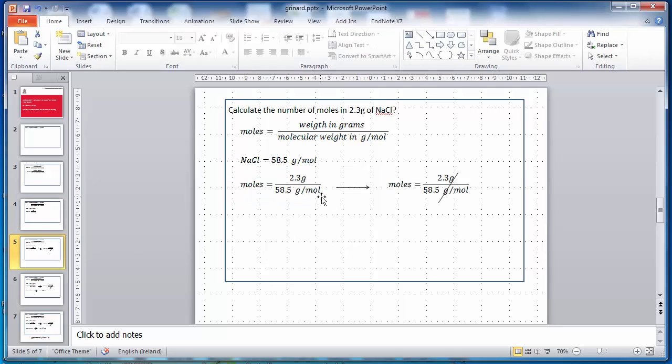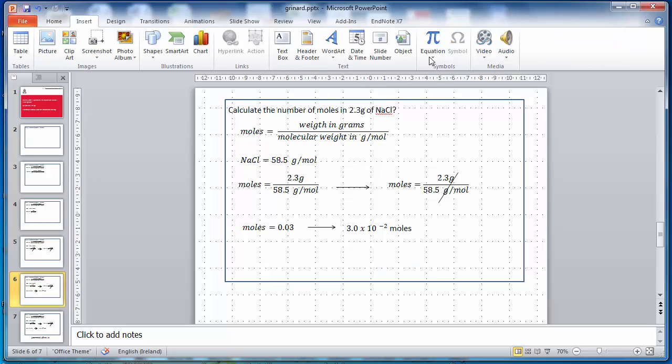So we can continue on the sum, and what we can actually do is draw a line through it, to cancel out the grams top and bottom. We could draw a simple line like that and just move it across, so we can show that they're both cancelling out. And we divide one into the other, so we get moles is equal to 0.03, or 3.0 by 10 to the minus 2 moles.